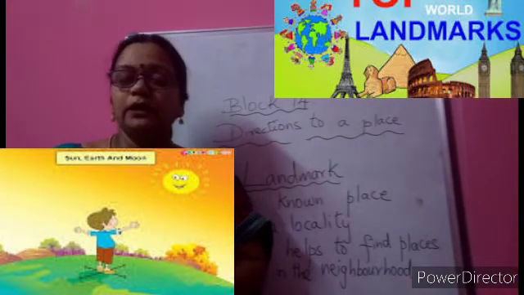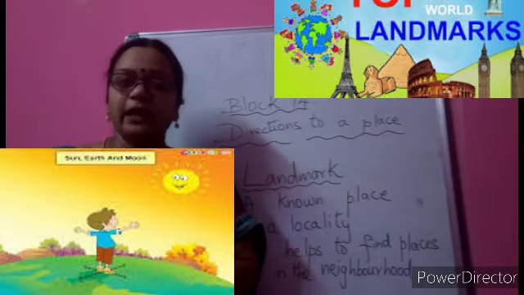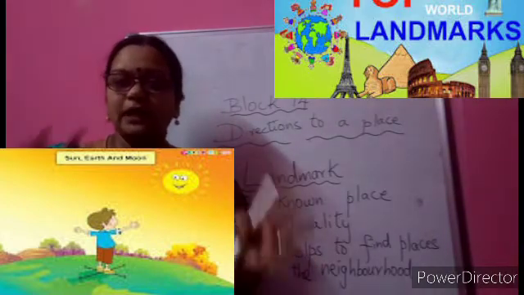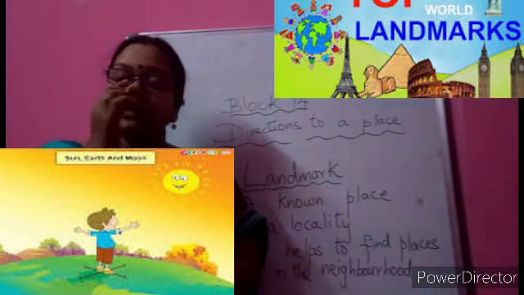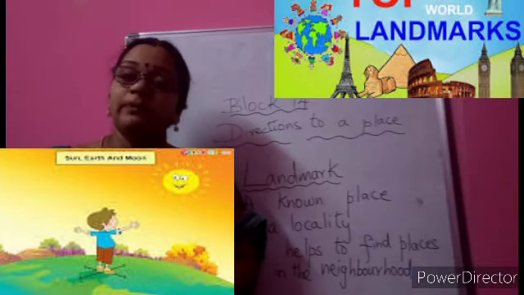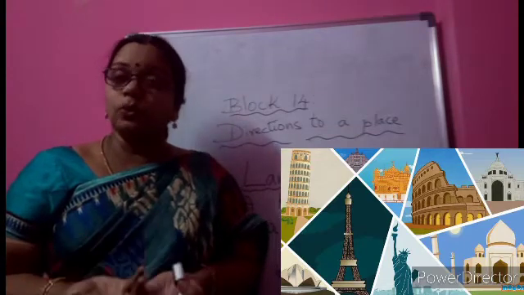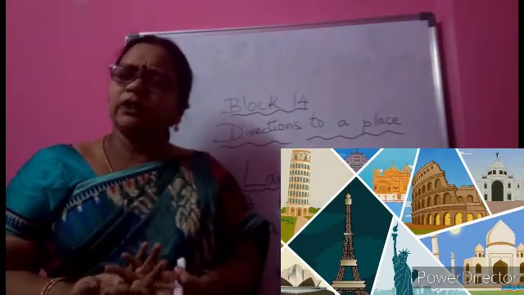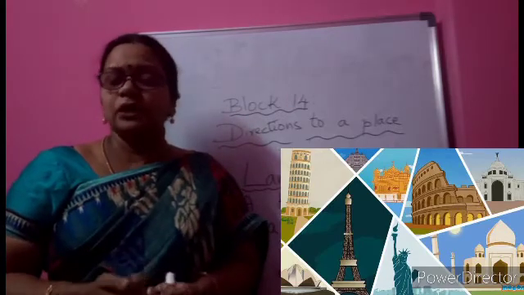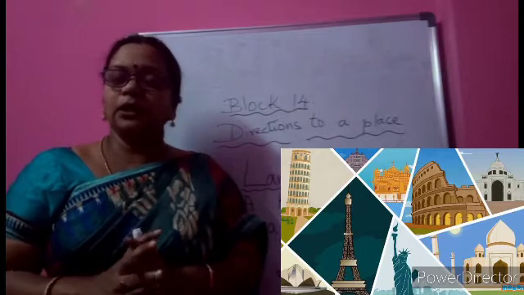And we also learnt the importance of landmarks in a place and how landmarks help us to locate a place in that locality, in the neighborhood. So a landmark can be a park, a hotel, a petrol bunk, a children's park, a school, a big hospital, a very big office, or government buildings. Like this, a known place can be a landmark in a locality.